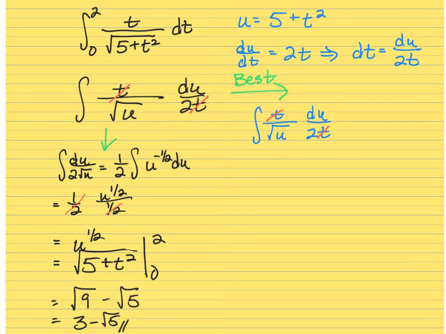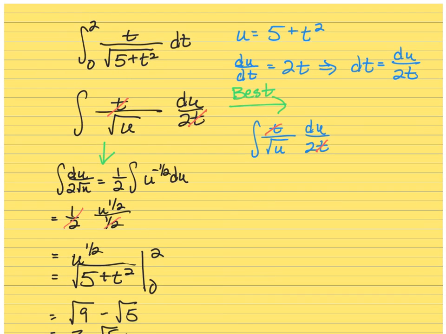So here's what we can do. I can actually change my t limits to u limits. So my t limits are 0 and 2. Those are for t's. But if I want to change them to u limits, I just use this formula. So when t is 0, plug 0 in there, u is 5. So I can put a 5 right there as my lower limit. When t is 2, plug 2 in, I get u is 5 plus 2 squared, 9. So my limits change to run from 5 to 9, and now those are u limits.